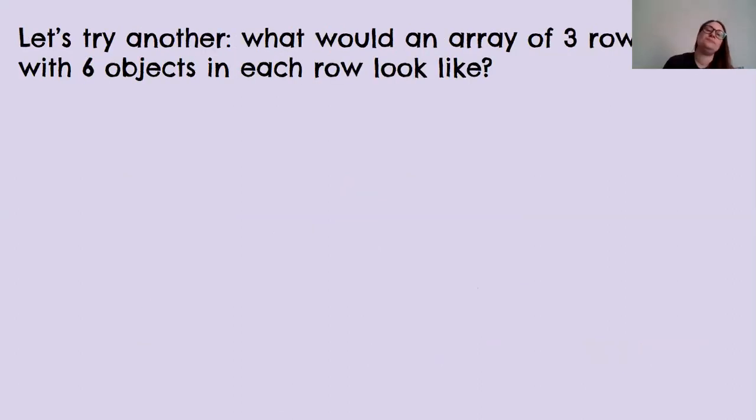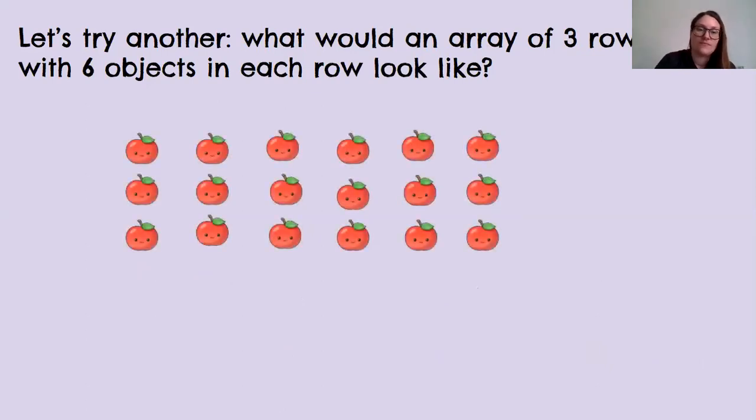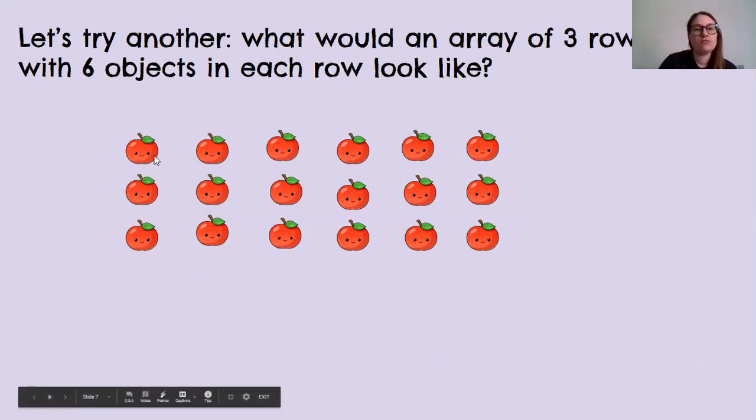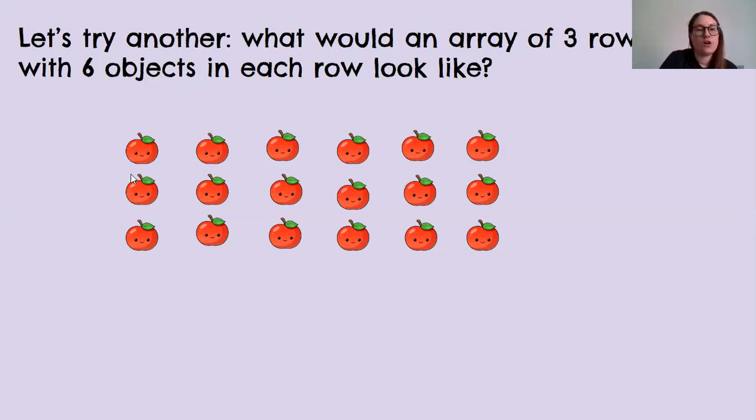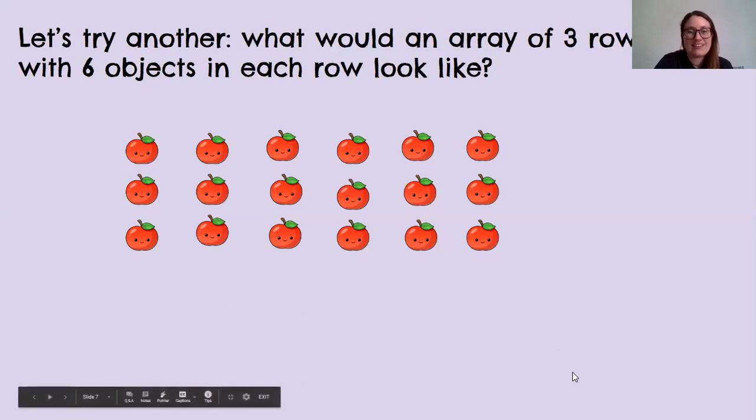Let's look at another problem. I want you to picture this array in your brain before I show it to you. Picture an array that has 3 rows with 6 apples in each row. Take a second, picture that in your brain. Got it in your brain? If you pictured an array that looks like this, good job to you. So there are 3 rows, 1, 2, 3, and there are 6 apples in each row, 1, 2, 3, 4, 5, 6. So I accidentally almost spoiled it. I hit my next button too quick.